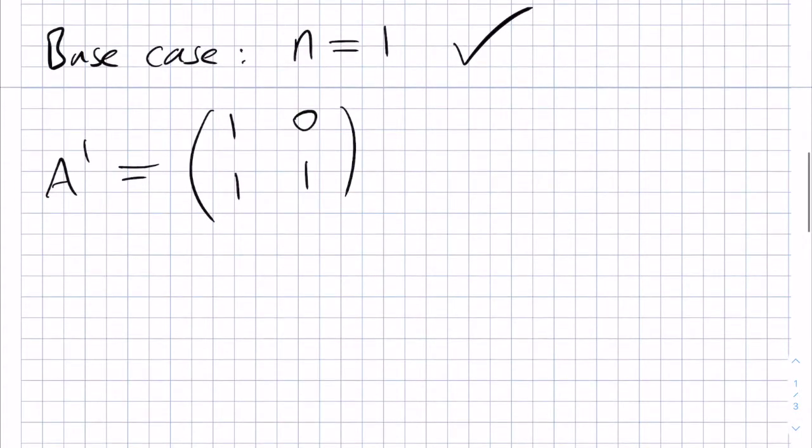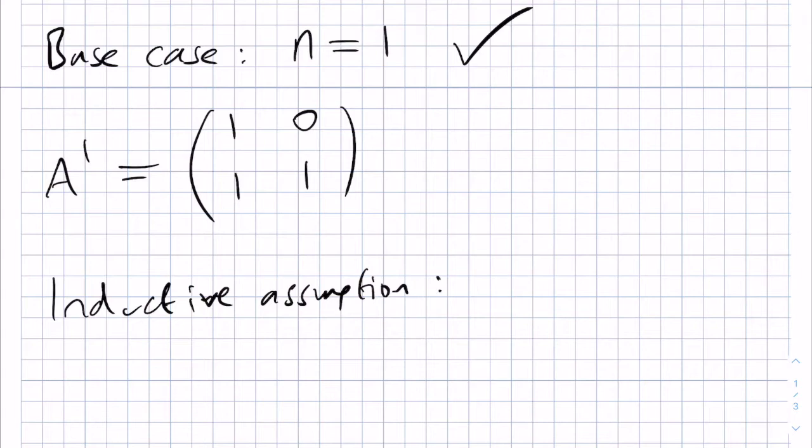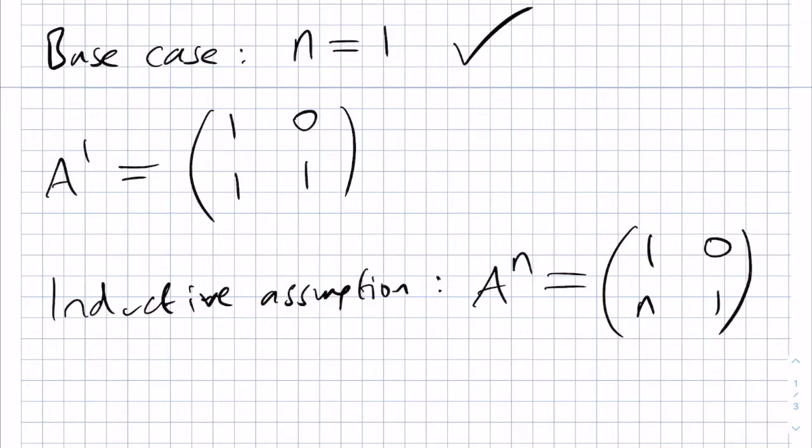Next we have our inductive assumption, which is that A to the power of n is 1, 0, n, 1 for some particular value of n that we're considering. We're not saying this is true for all values of n just yet, that's what we're proving, but instead for a particular fixed value of n. Normally, to be less confusing, some people say assume the result is true for n equals k, and then look at n equals k plus 1, but usually in maths we just take n and never even consider any kind of k.